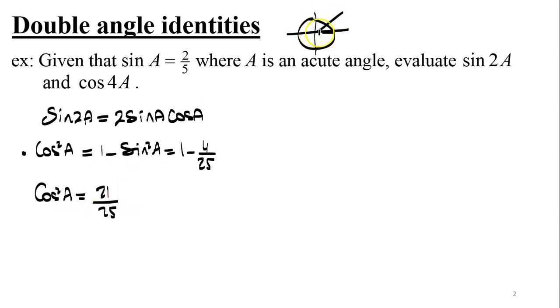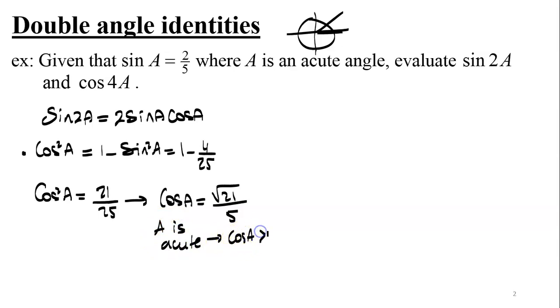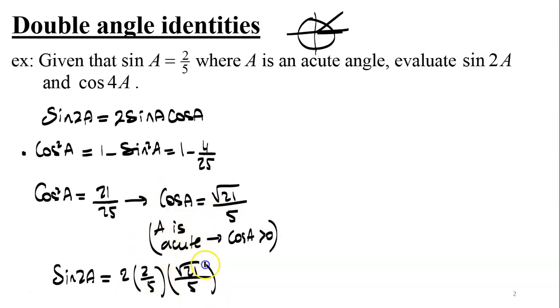Now a being in quadrant 1, it means that cosine is positive. So over here cosine a would in fact be the square root of 21 over 5. Since a is acute, it means that cosine of a is positive. Okay, so now I can find sine 2a, which is 2 times sine a, which is 2 over 5, and cosine a, which is square root of 21 over 5. So that leaves me with 4 square root of 21 over 25 for sine 2a.